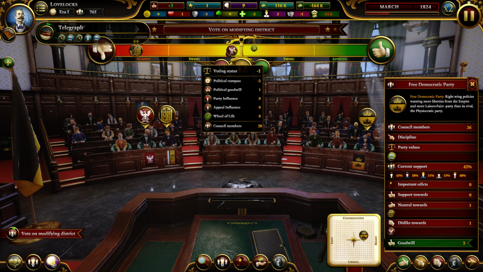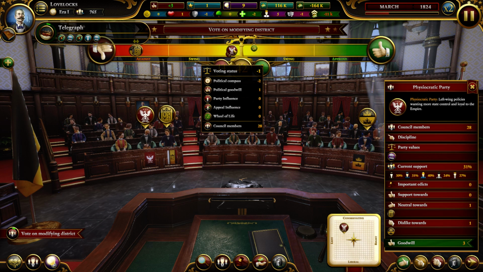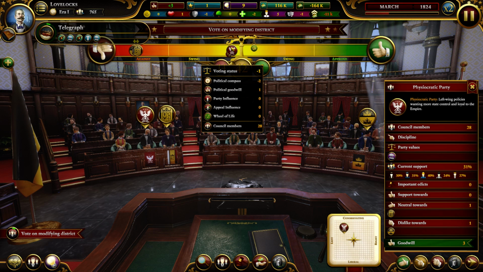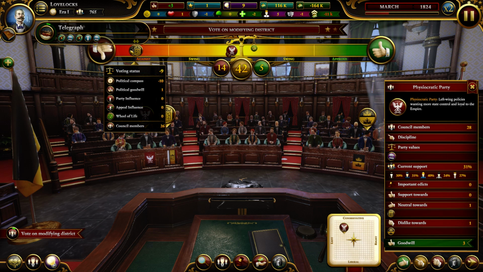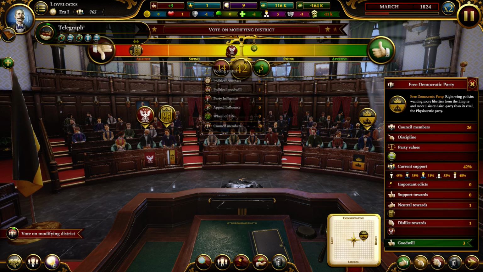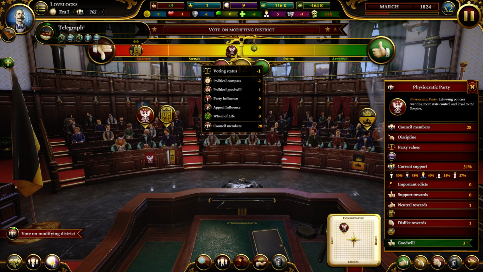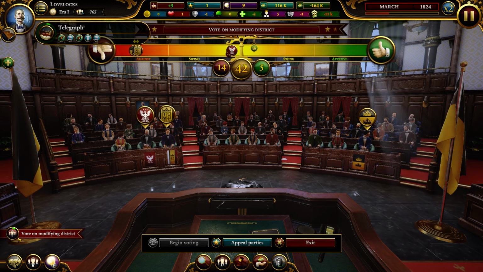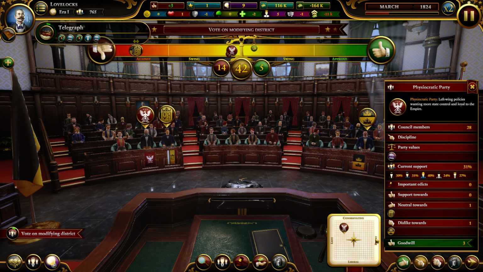The only thing is that the Physiocratic Party is also very much against it. So even if I do sway votes from the Free Democratic Party, it looks like I can only maybe get half the votes from the Physiocratic Party. Maybe I should just let it go and see what happens. I want to see what happens when I lose a vote. Oh, I can't. Can I not just let it go?